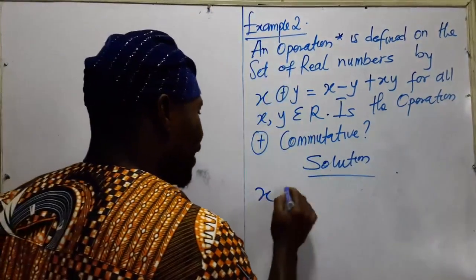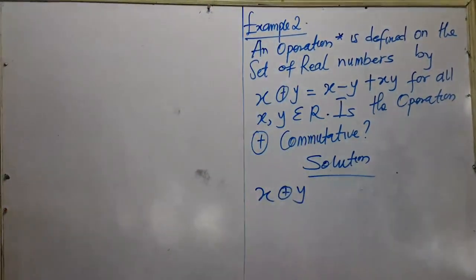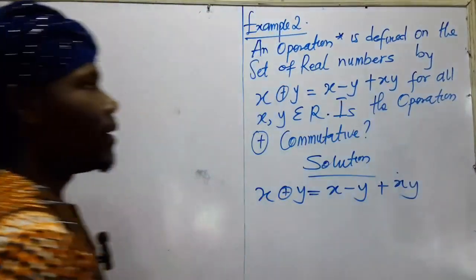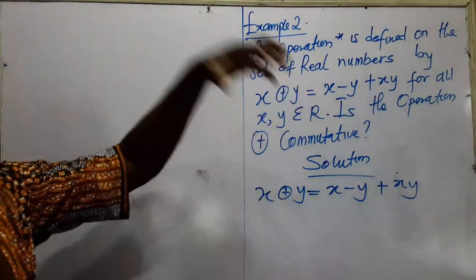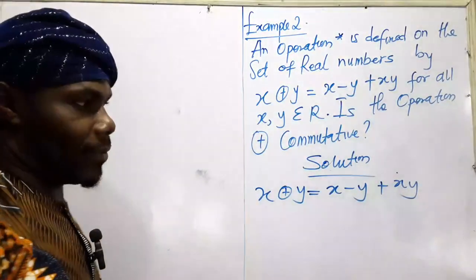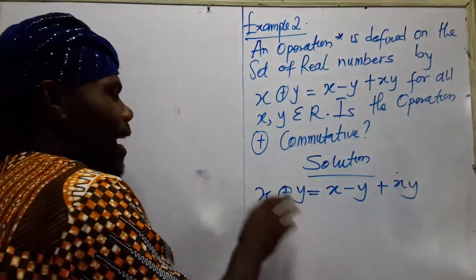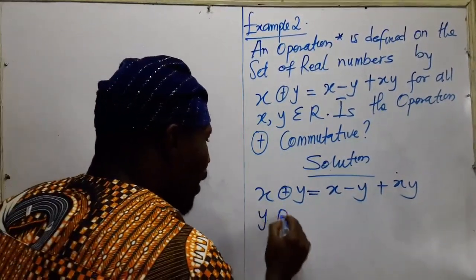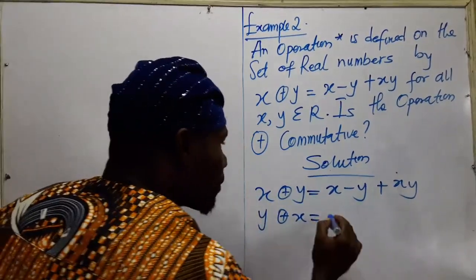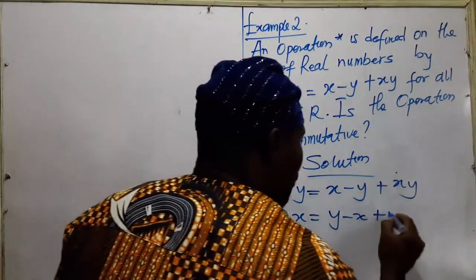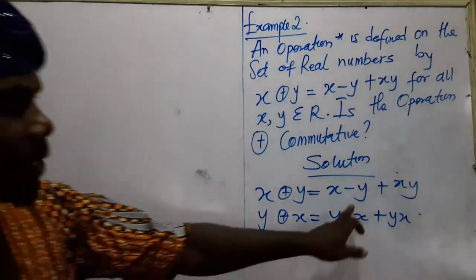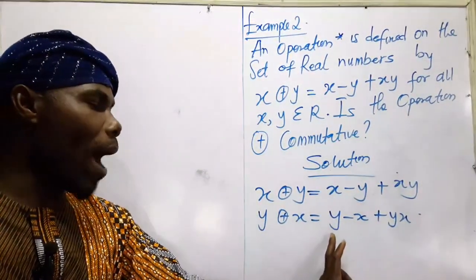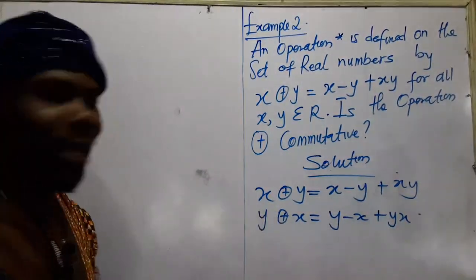We were defined an operation to be x minus y plus xy. And recall, it is an operation defined on the set of real numbers. So now, if this is x operation y, let's interchange this to have y operation x, which will give us y minus x plus yx. This tells us that x minus y cannot be equal to y minus x. But let's have a practical way of explaining this.